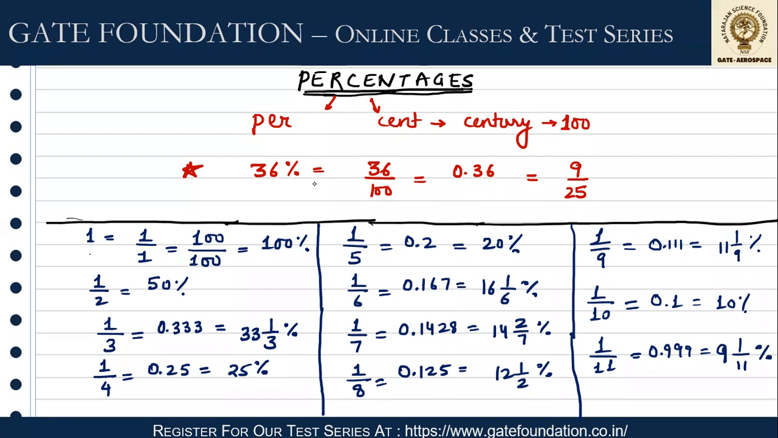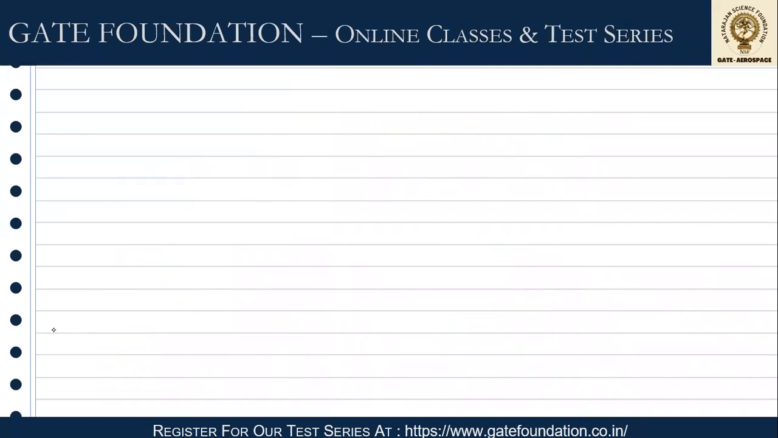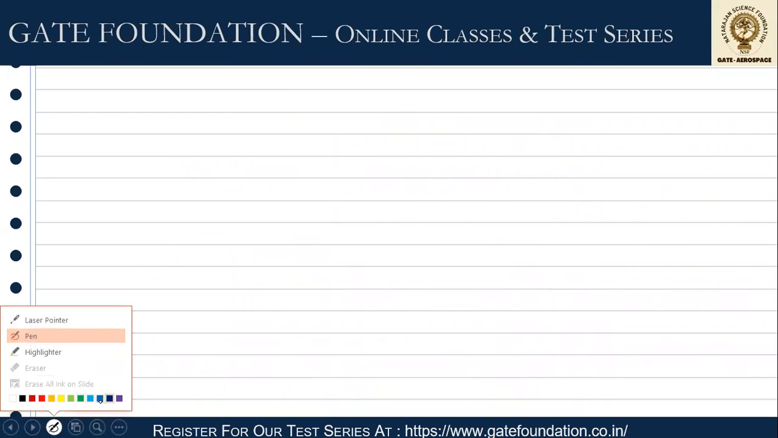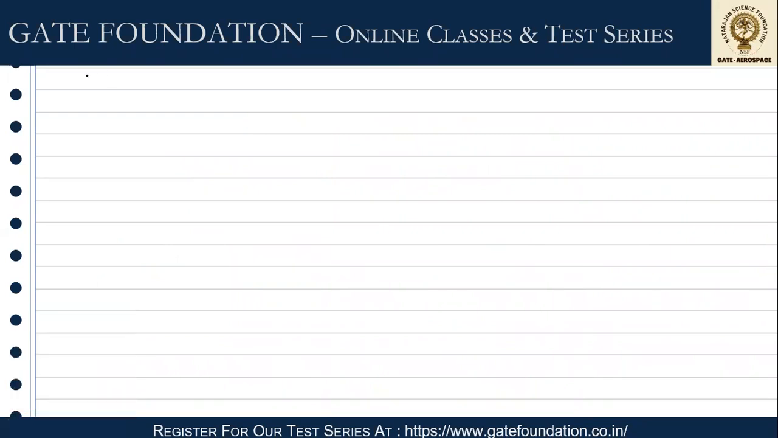So any of the percentage can be quickly converted into fractions. Let's take one or two cases. Let's say 25% of 600 is equal to 150.